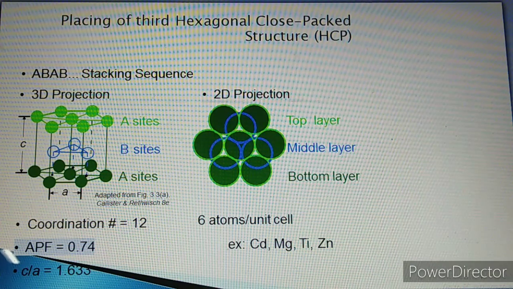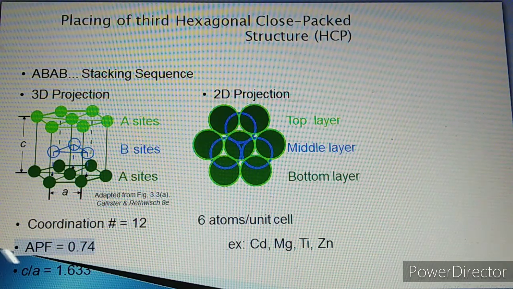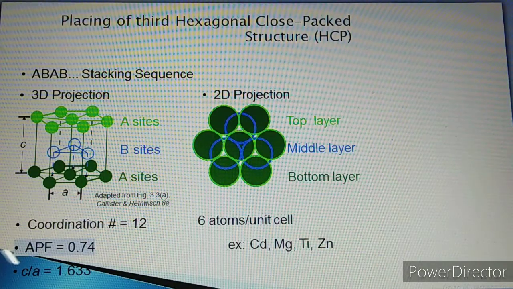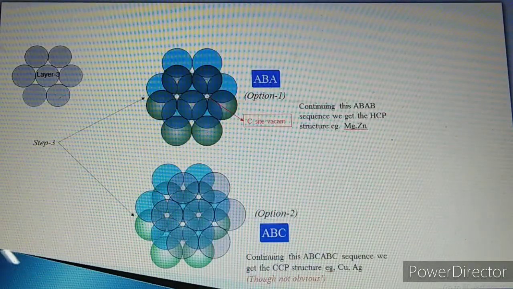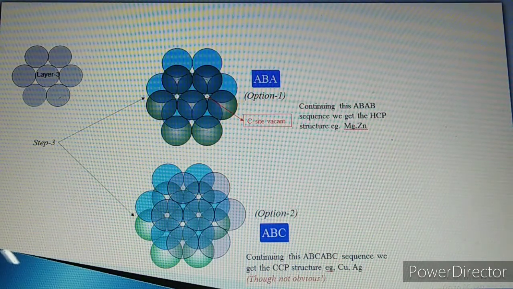There are 3 total ABAB type arrangements. If you observe, the parrot green color spheres are there, the middle layer is indicated by blue color spheres, and at the bottom there are the dark green color spheres. They are placed one over the another. Again, there are two possibilities of placing the third hexagonal close packed structure over the second one. See, layer 3 is given, that is step 3, on the PPT. First possibility is ABAB type arrangement.